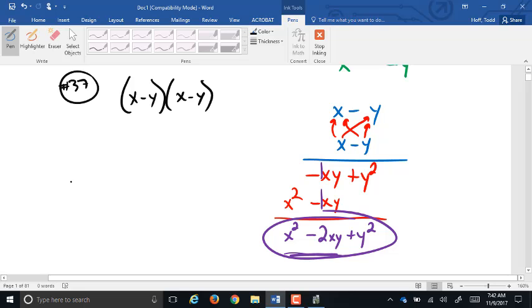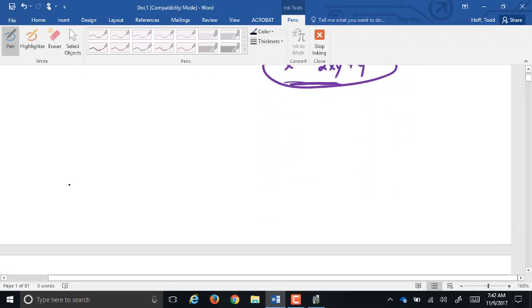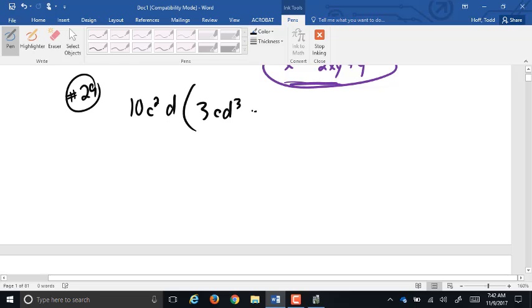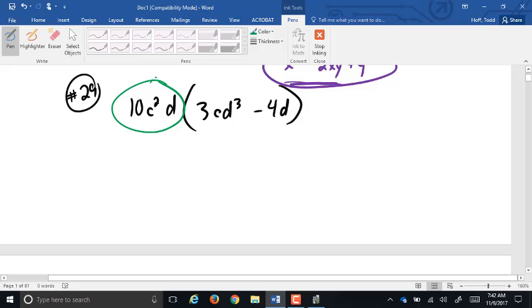Let's do number 31 just because it's a little different. Actually, let's do 29. Number 29 is 10 c squared d times 3 c d to the third minus 4d. So we're going to just multiply this through, 10 c squared d times 3 c d cubed.